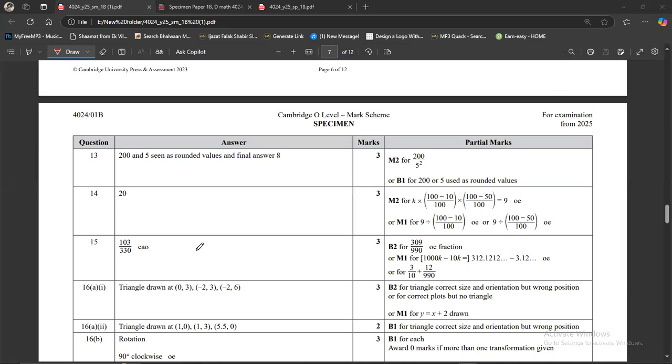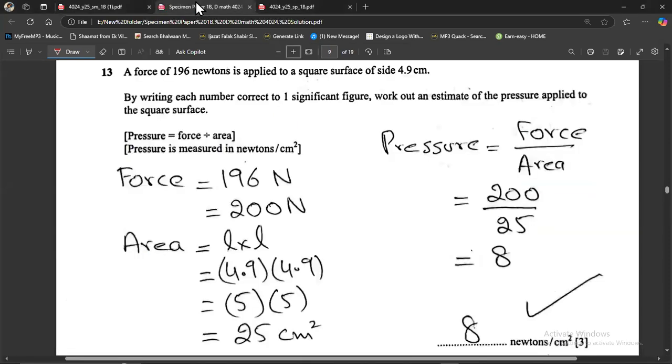Okay, so we are looking at the marking scheme of question number 13. It says 205 seen as round values, and the final answer is 8. So our answer is also 8. So I hope you understand.